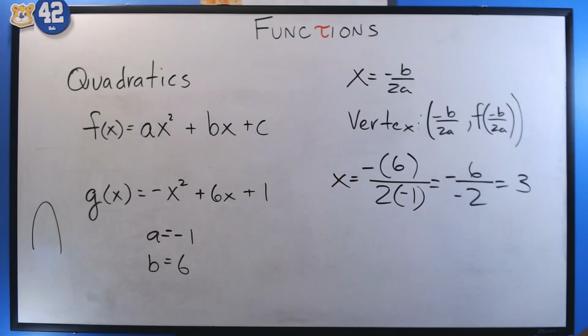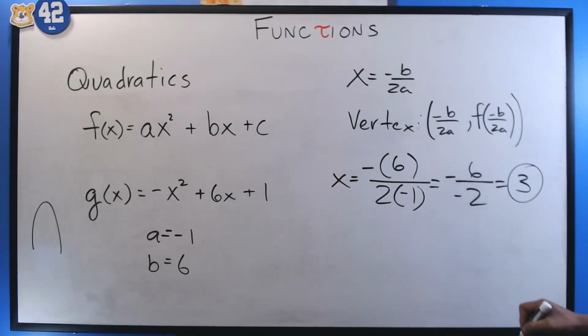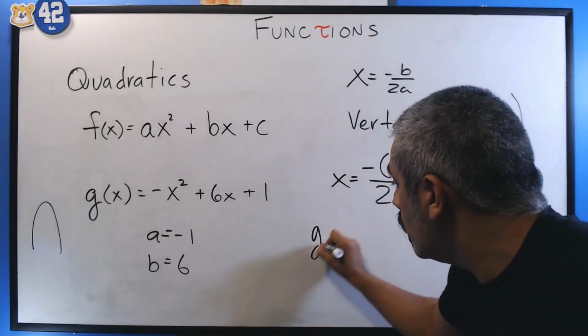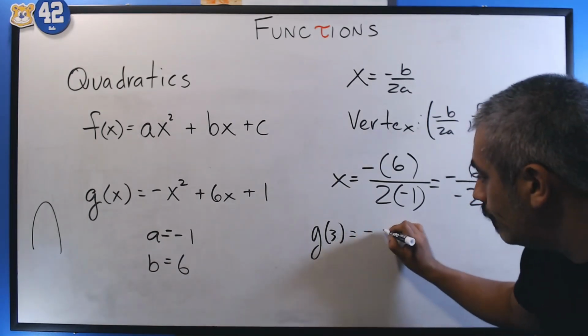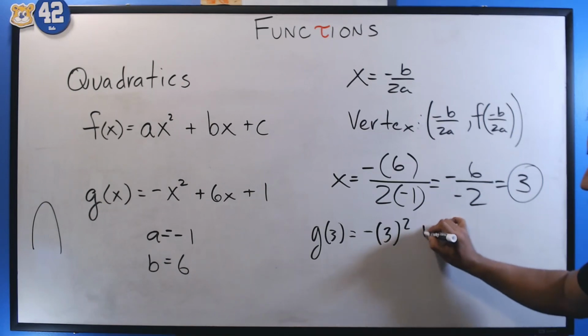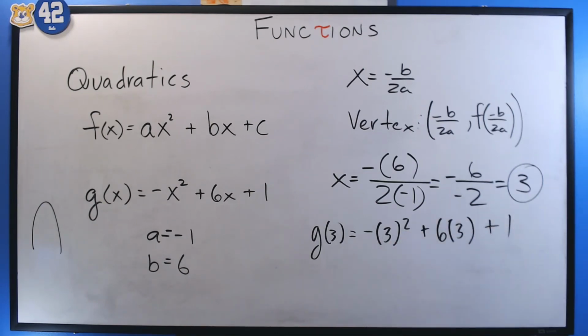Now let's find the y value. And for the y value, all I have to do is take whatever I got for x and plug it into g of x. So I'm going to say g of 3 equals negative 3 squared plus 6 times 3 plus 1.